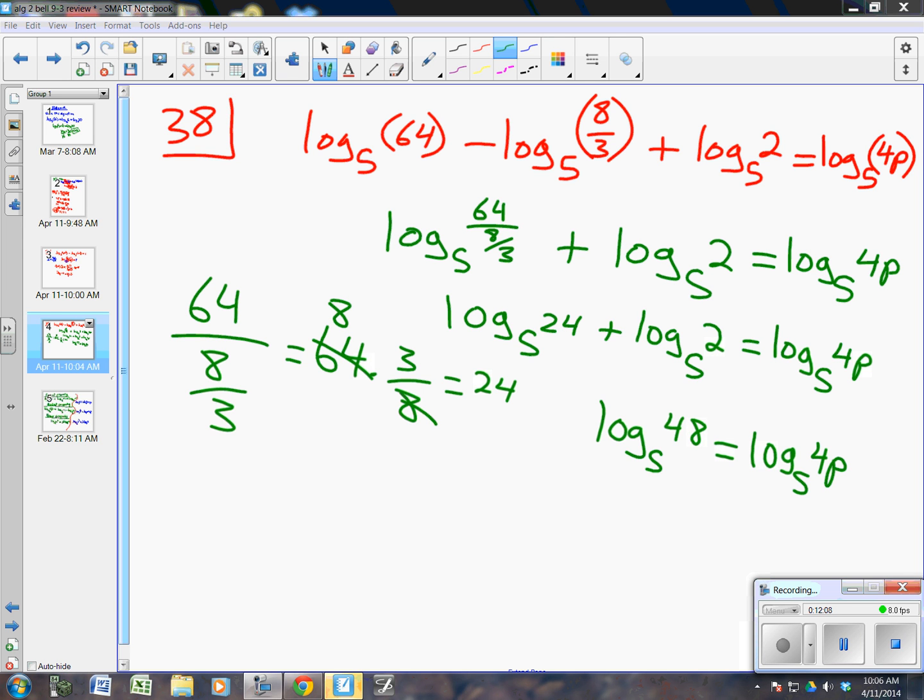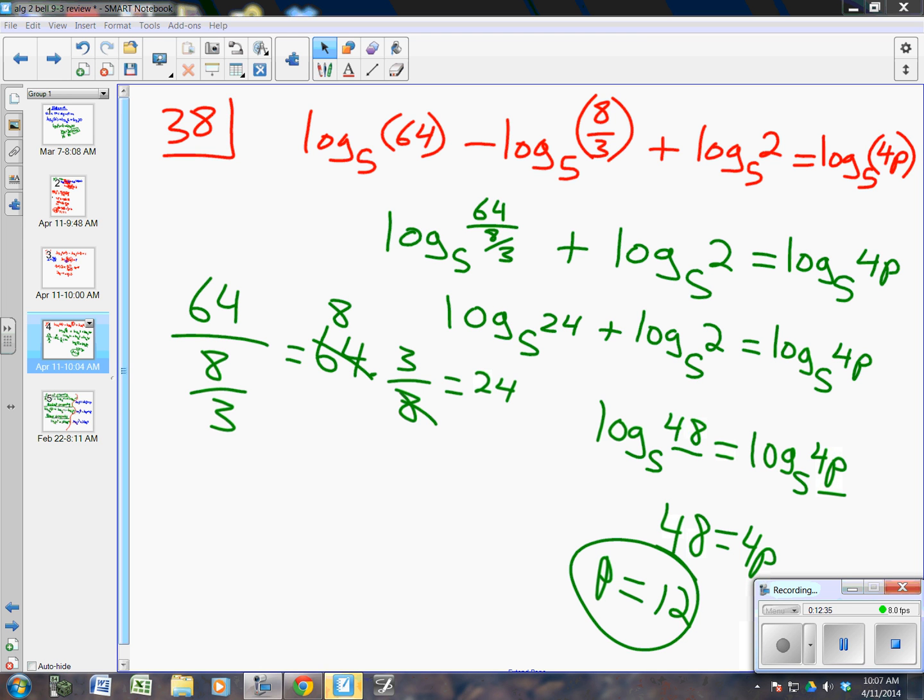Now I can, like you said, Cole, drop the logs, right? Because if these two are equal, they have a single log on each side, they're both log base 5. That means that the 48 has to be equal to the 4p. So we can just write 48 equals 4p. So what's p? Okay, 12. And that will work.